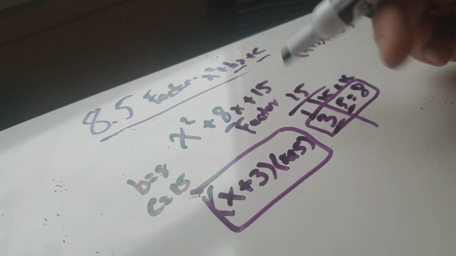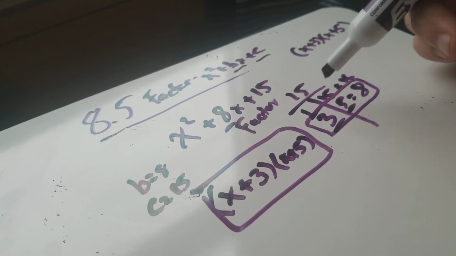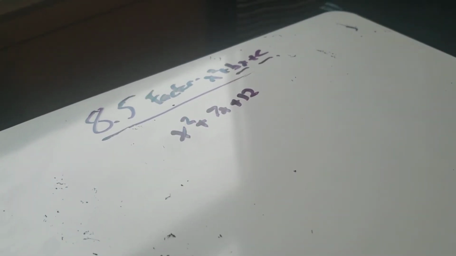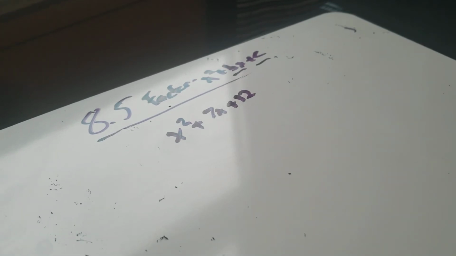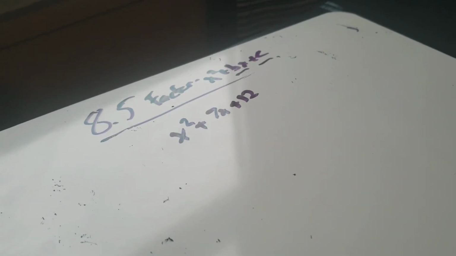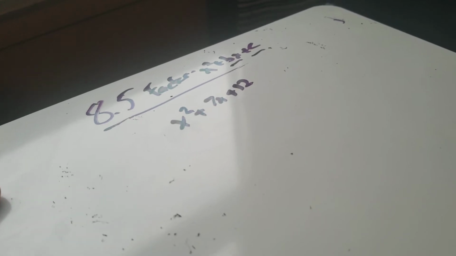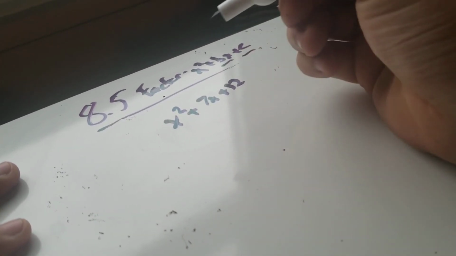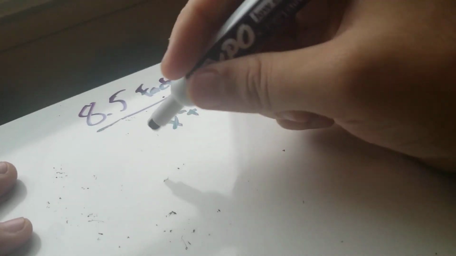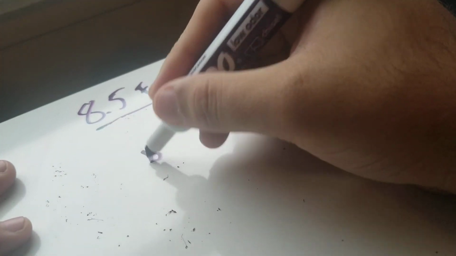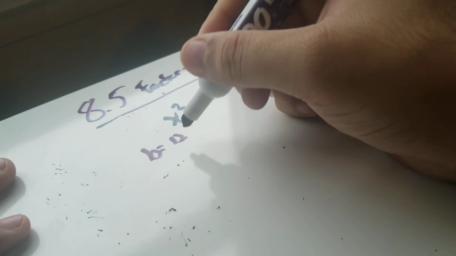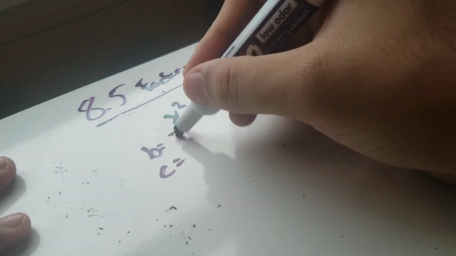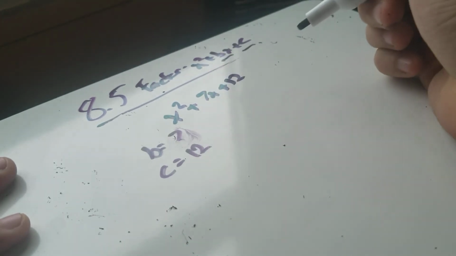Now let's do an example where we don't know the final answer. This one is x squared plus 7x plus 12. I'm going to follow the steps that I typed up in both the YouTube description and in the Google Classroom. Step 1, what is B and what is C? B is 7. Oops, C is 12.